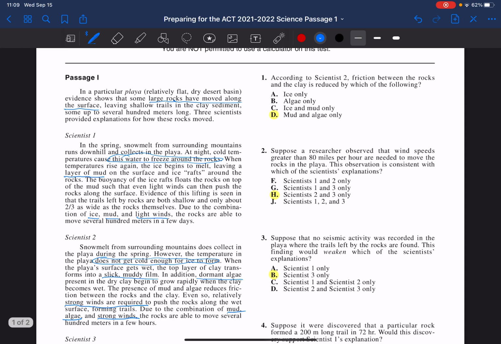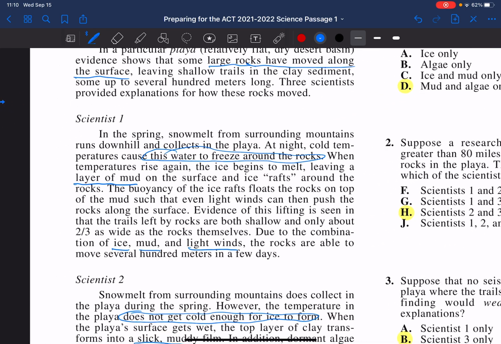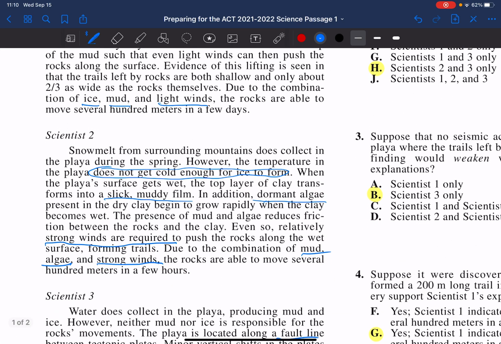So question 1 says, according to scientist 2, friction between the rocks is reduced by which of the following? So when we read this, it says friction is reduced. That means made more slippery. So let's go back to scientist 2. Now scientist 2 says that we have a slick, muddy film and dormant algae coating the rocks that causes the clay to become wet.